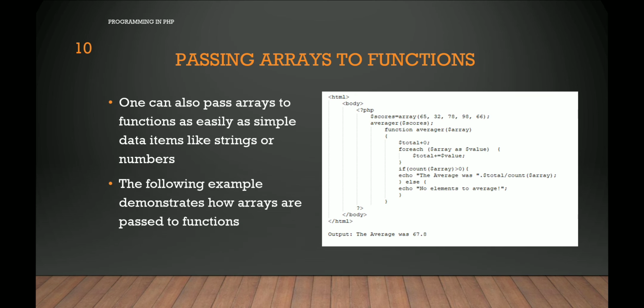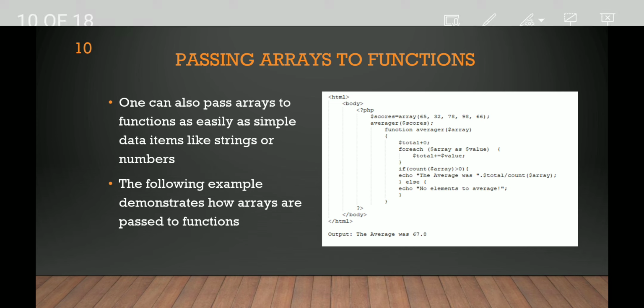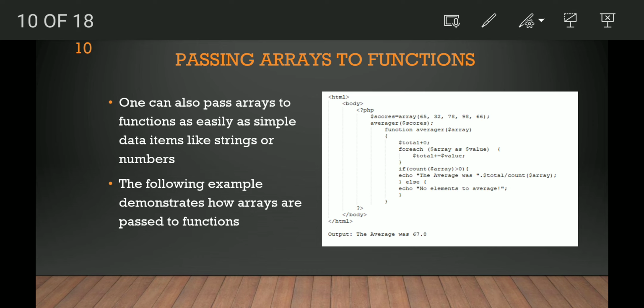Next, passing array to function. One can also pass arrays to a function as easily as simple data items like strings or numbers. The following example demonstrates how arrays are passed to a function. So in this example, an array variable is passed. So the output is displayed on the screen.